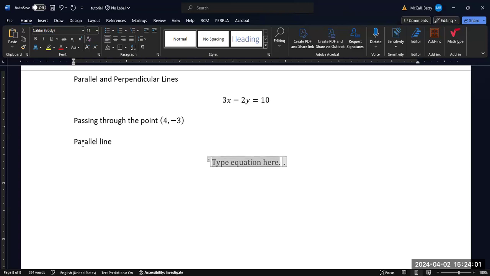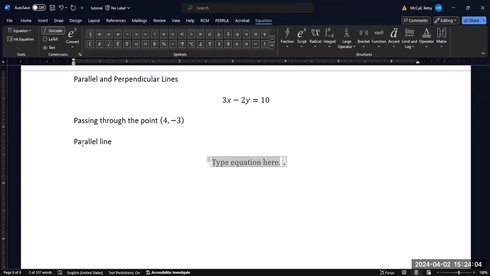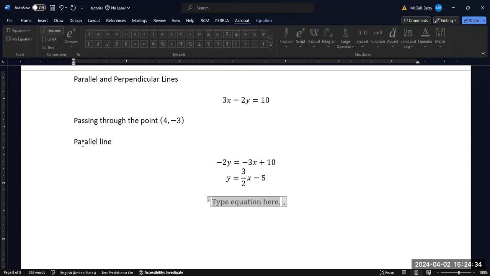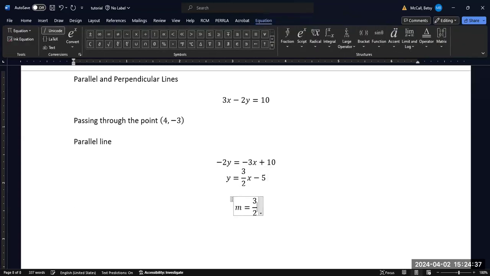So for the parallel line, we need to find the slope of the line because it's the slope of the line that's going to be repeated when we create the slope of the new line. So let's solve for y. That's going to give us -2y is equal to -3x plus 10. And then I'm going to divide by -2. And that's going to give me 3/2 x minus 5. So double checking my math, I think that's good. All right, so that means m is equal to 3/2 for the parallel line.